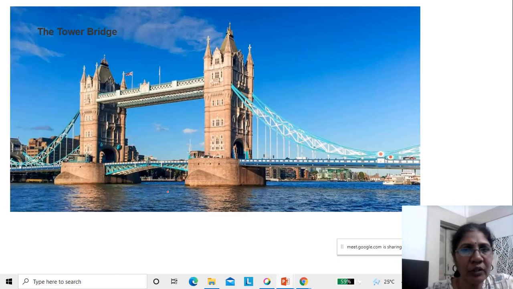Can anyone tell me what is the speciality or peculiarity of this bridge? That this can retract. This can open up like this into two parts, allowing the steamers and big ships to cross over. So this is an openable platform or the bridge over here.